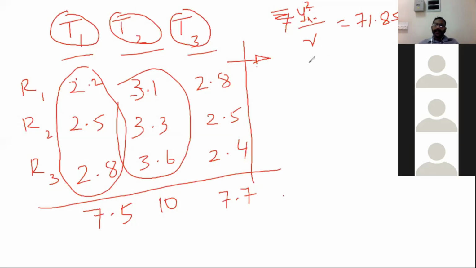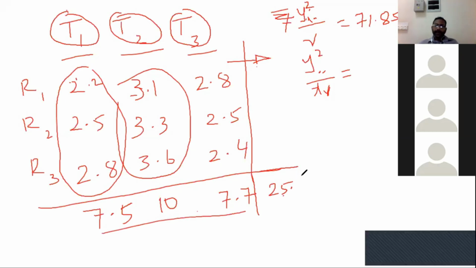So this is the value. Now we want to calculate this one, y dot dot square divided by tr. What is that? For that we'll have to calculate the grand total. What is the grand total? What is the value of this total? 25.2.